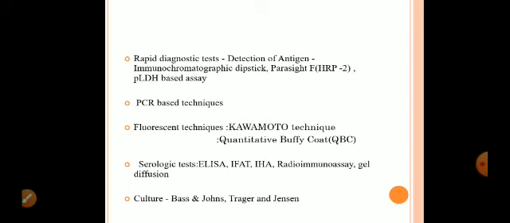Coming to different modalities of diagnosis, there are several other modalities which have undergone development in the diagnosis of malaria: rapid diagnostic tests, detection of antigen, immunochromatographic dipstick method, parasite histidine rich protein and parasite LDH based assays, PCR based techniques, fluorescent techniques, Kawamoto technique, quantitative buffy coat technique, serological tests like ELISA, immunofluorescent assay, radioimmunoassay, gel diffusion, and culture.